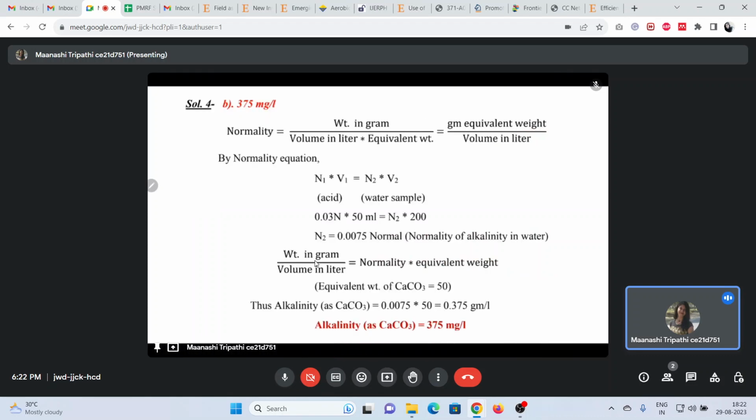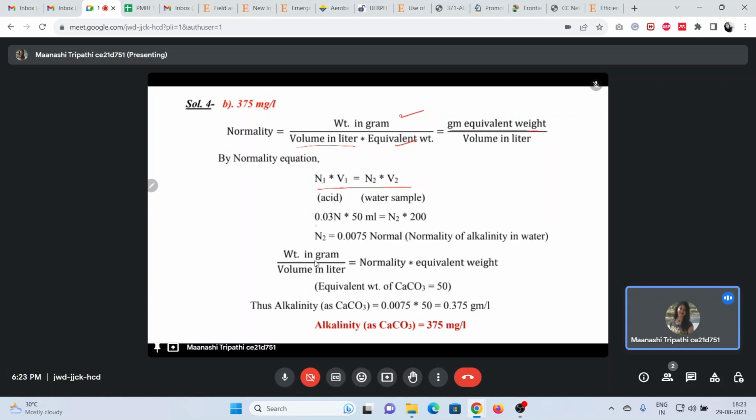So what is normality? Normality is weight in gram divided by equivalent weight, and this is the quantity we call gram equivalent weight, divided by volume of water or volume in which it is dissolved. So the normality equation is N1V1 is equal to N2V2. Such kinds of questions are the most common that you will find for practical application. So acid and water sample.